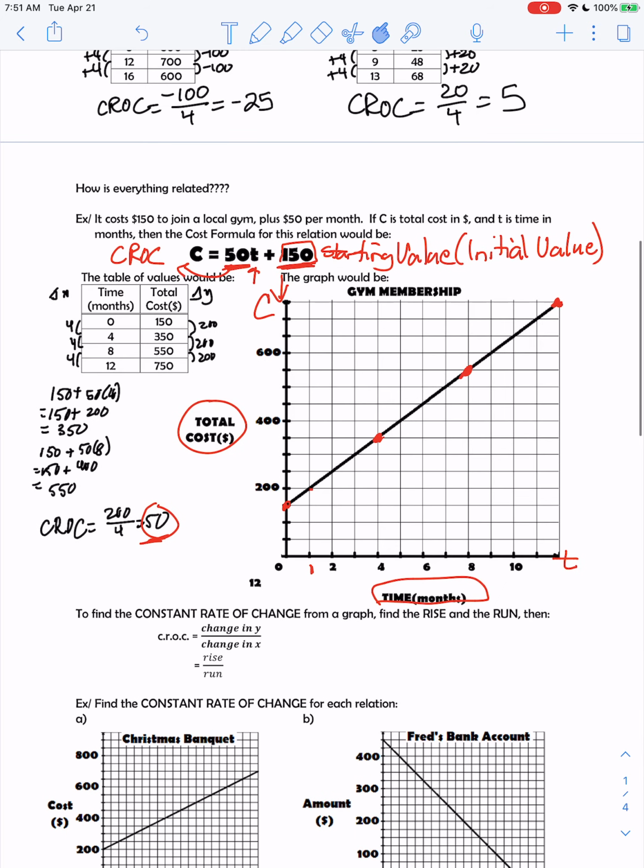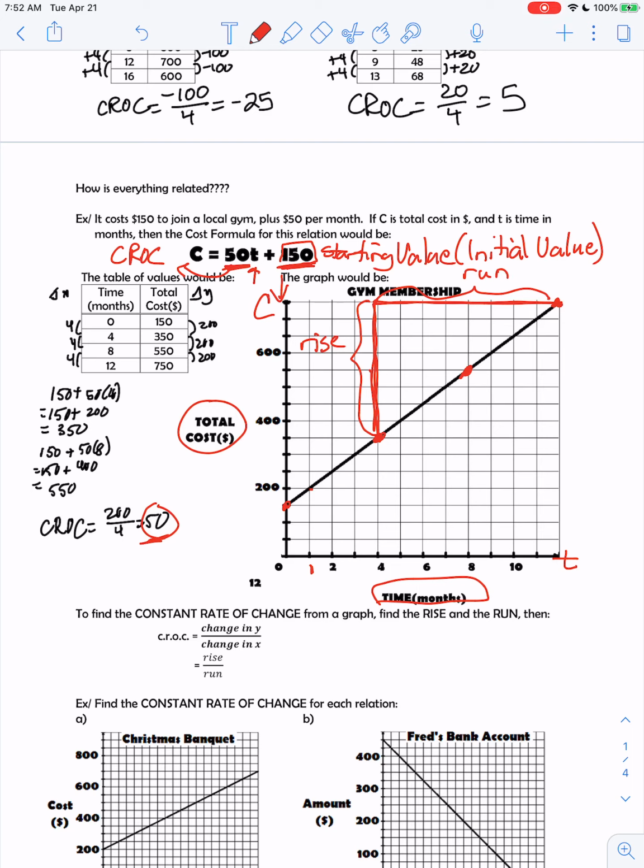So back down here, we know that our constant rate of change has to be 50, so I'm just going to pick any 2 random points here. So I'm going to pick this point, the second point that I have drawn here, and the fourth point, and I'm going to do the rise over the run. Okay, so how far did they go up? That's your rise. This is your rise. And how far did they go over?